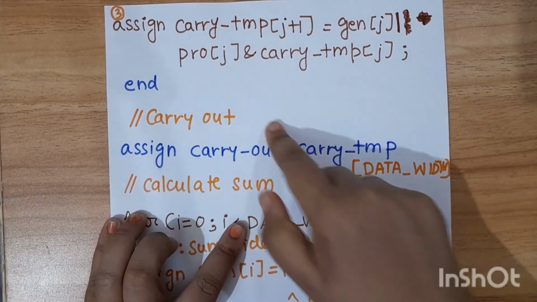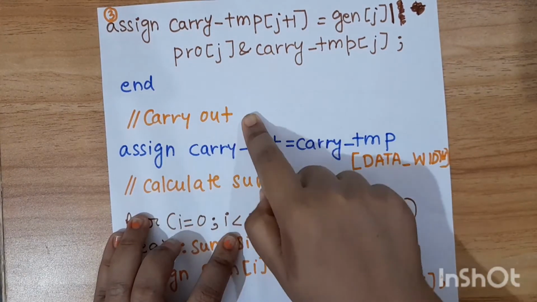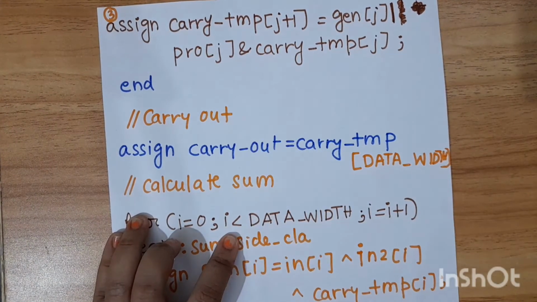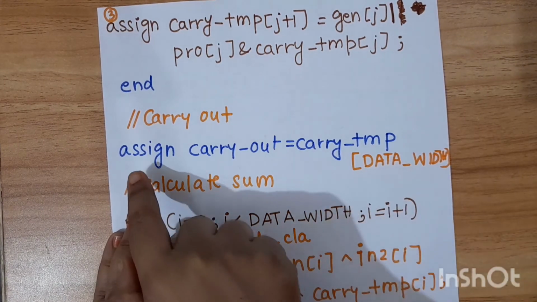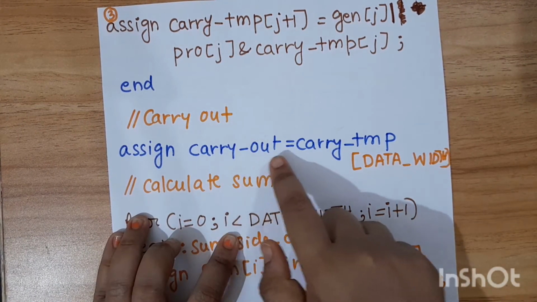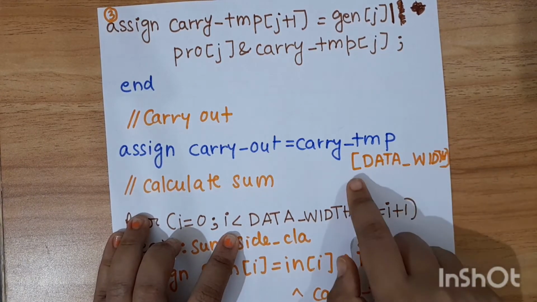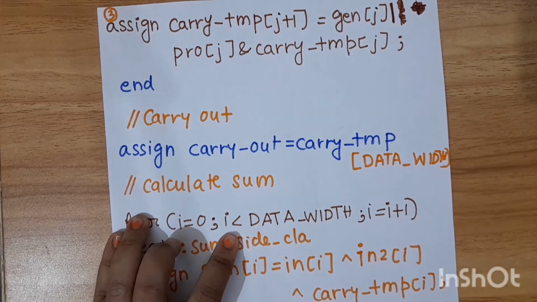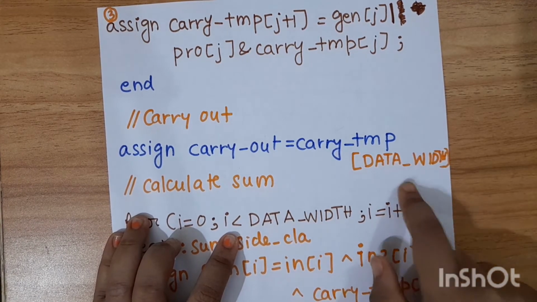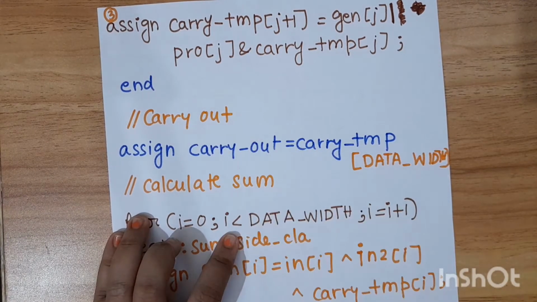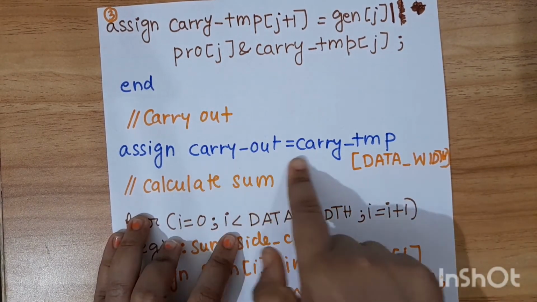Now is the carry out. So carry out, how will I get the carry out? So the last carry, that means assign carry_out is equal to carry_temp, and in the index for the last bit I will put data_width. So carry_temp was from data_width to 0. That was the range of carry_temp, that was the width of the carry_temp. And the most significant bit, the MSB, would carry the carry out bit. So I am doing a continuous assignment for carry out in this way.